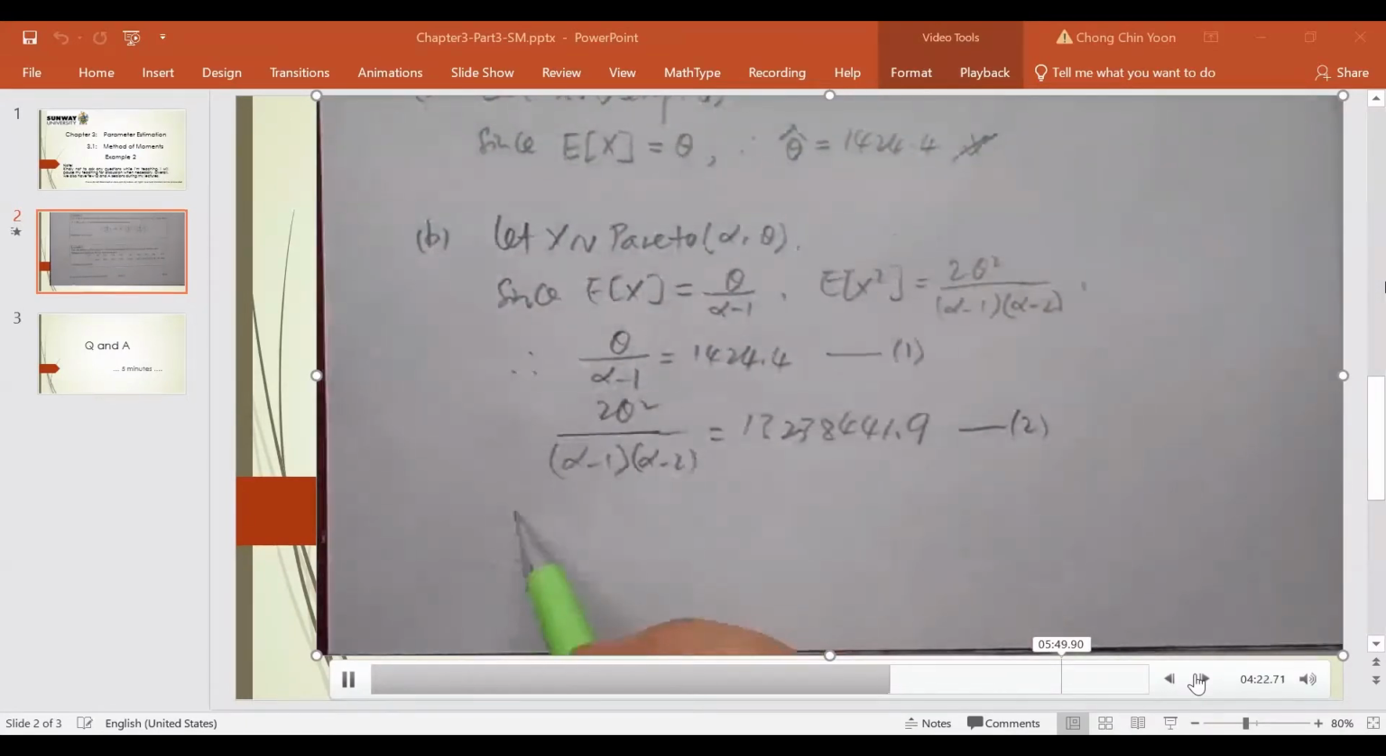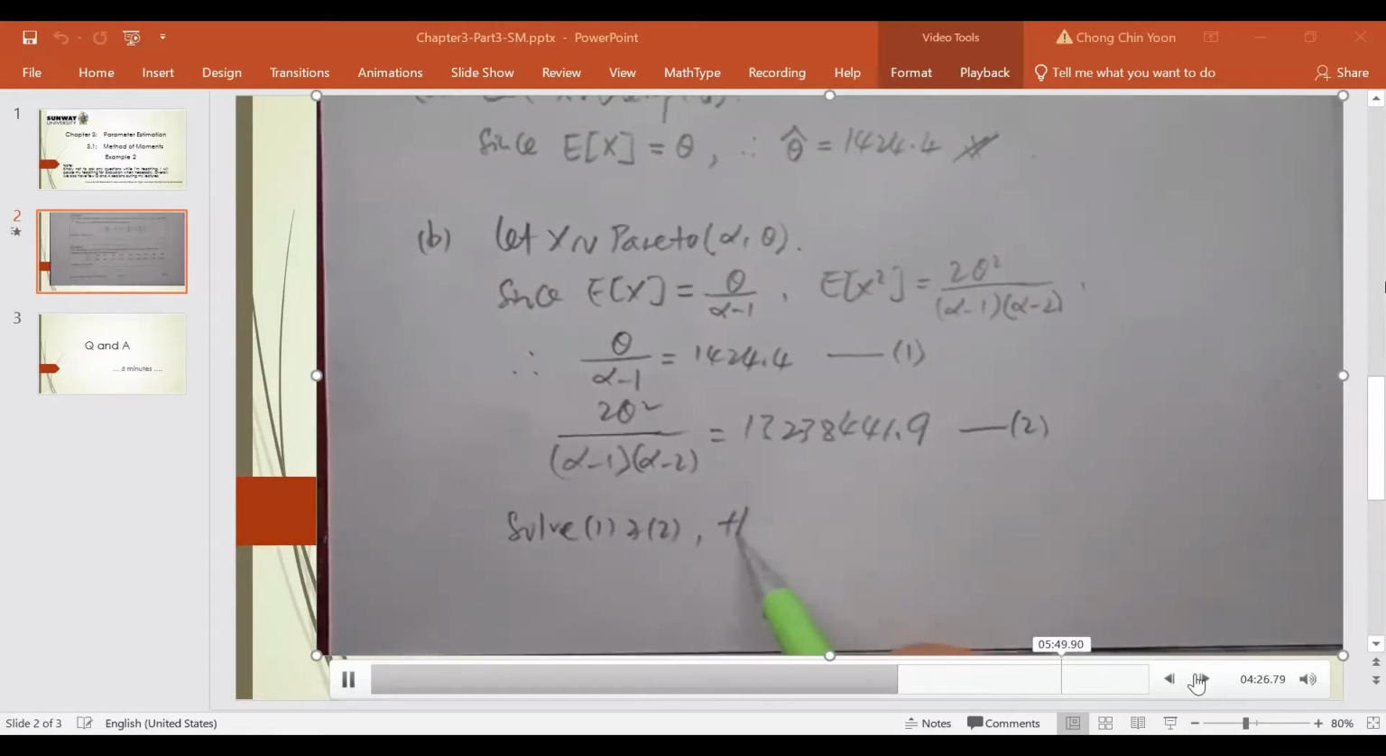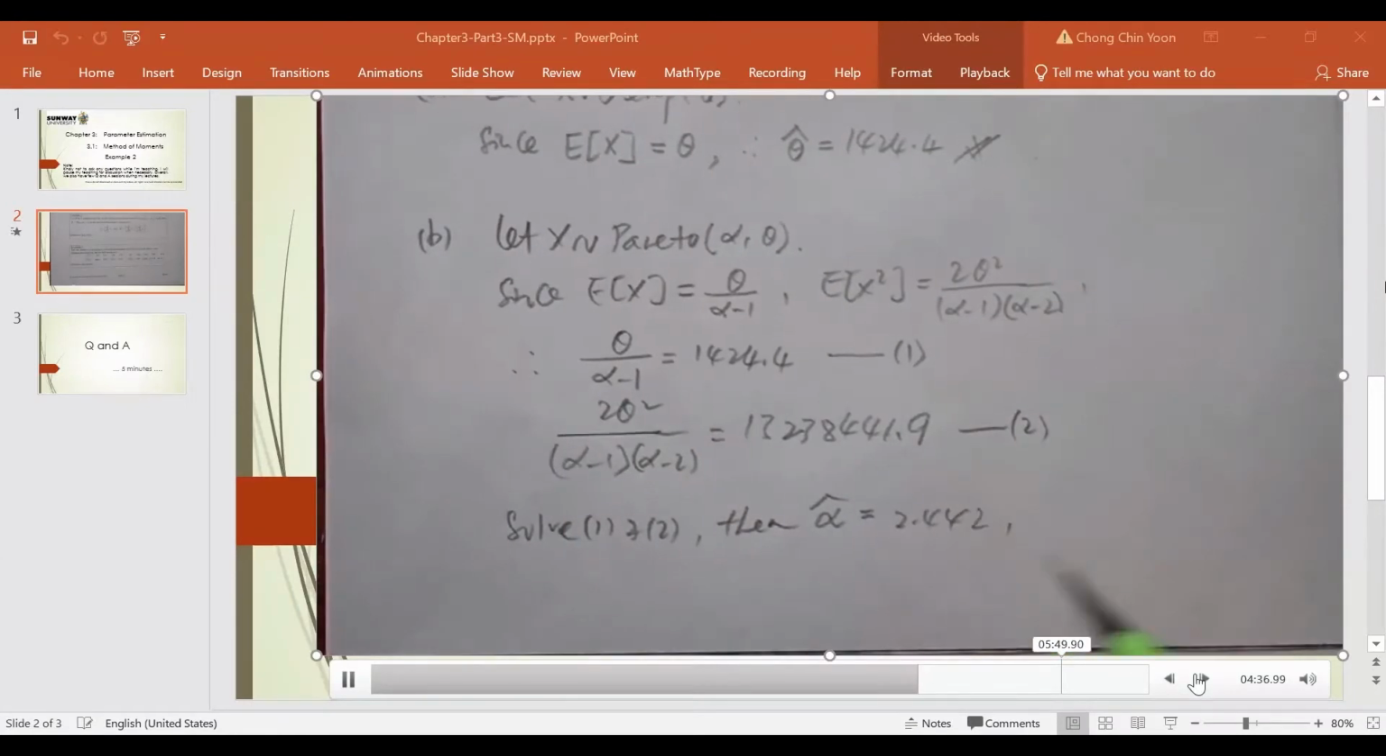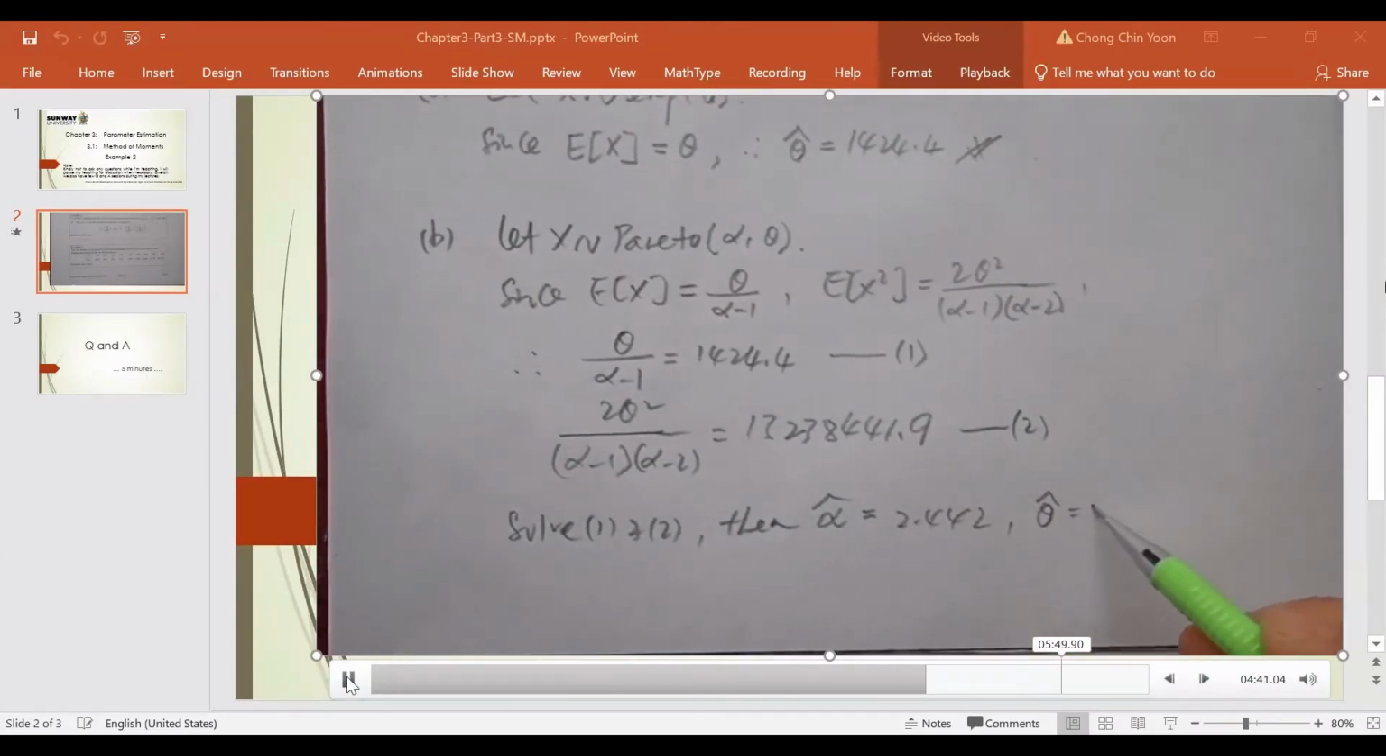So we try to solve these two equations. Then we will get the parameter values that we estimate: alpha, which is 2.442, and the estimate value for theta is 2053.985.